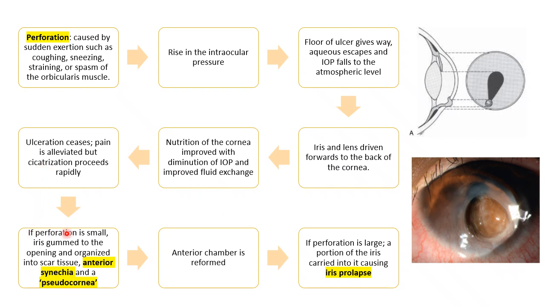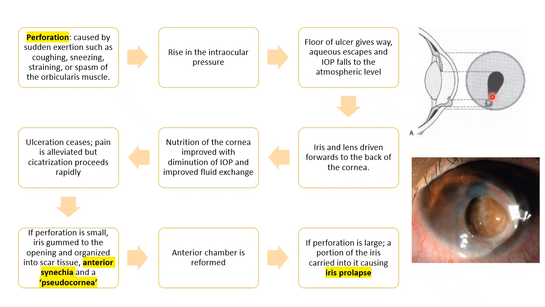So if the perforation is small, the iris is gummed to the opening. As you can see here, it is gummed to the opening, it adheres over there, and the scar tissue over it gets organized, and this leads to the formation of anterior synechia. Anterior synechia means an adhesion between the anterior surface of the iris and the corneal endothelium. That's what you mean by anterior synechia. A posterior synechia is between the anterior surface of the lens and the posterior surface of the iris, seen in uveitis.